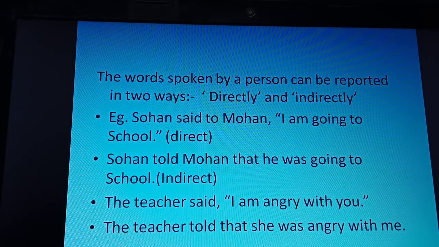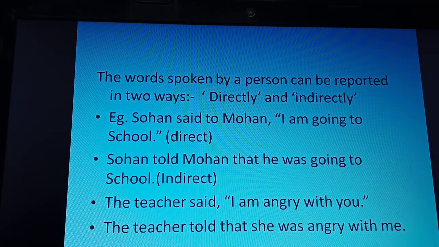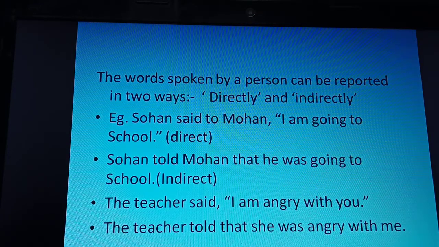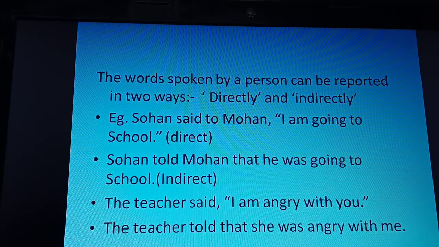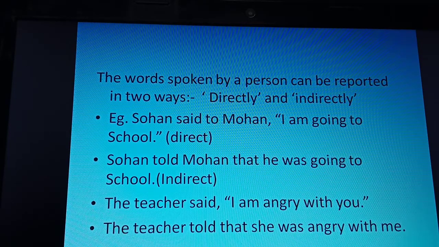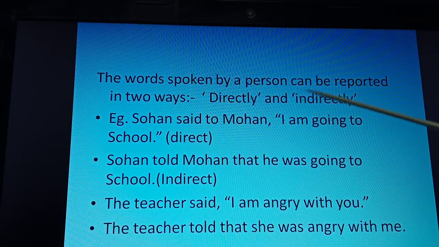See, the words spoken by a person can be reported in 2 ways. Suppose you want to report something that happened in the school to your parents or to your friends outside the school. In 2 ways you can report it, directly or indirectly, and both are correct.